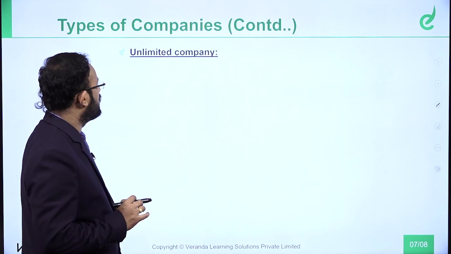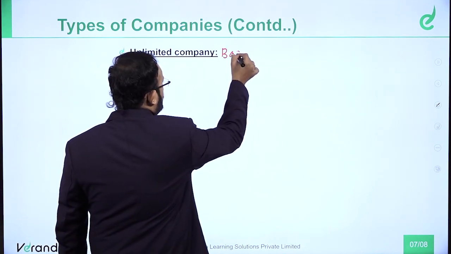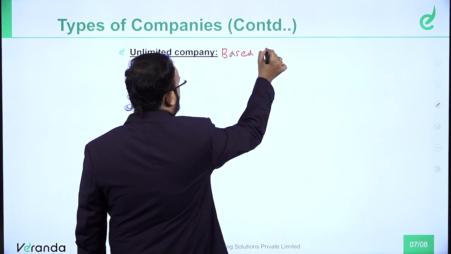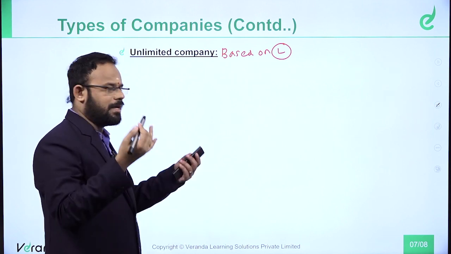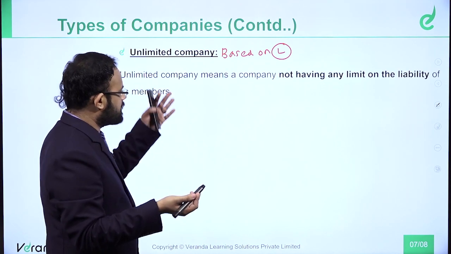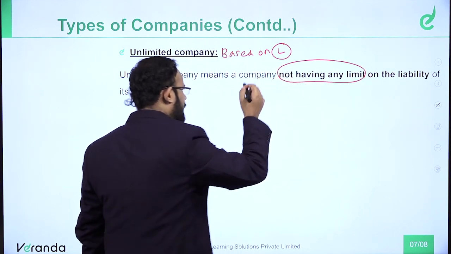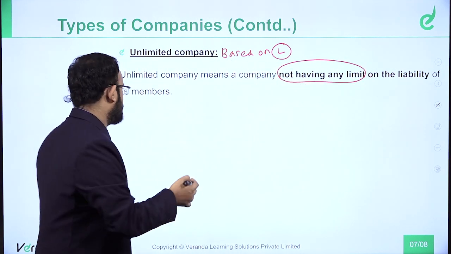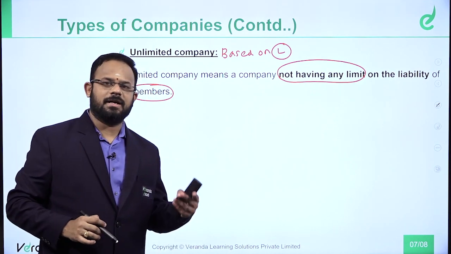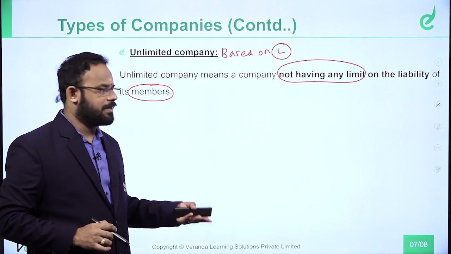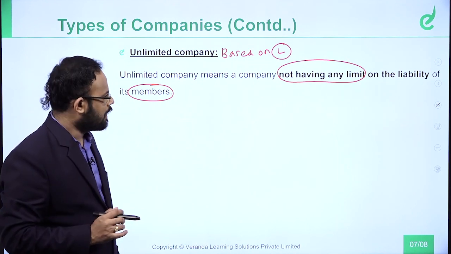What is the next one? Unlimited company. Again, it is based on liability. In CAMEL, what is L? Liability. Unlimited means unlimited liability. It means a company not having any limit on the liability. That means it can keep on adding when there are members. You don't have a restriction. However much you want, you can increase your liability. You will have to pay against it whenever there is a requirement. Simple point, unlimited company. Are we clear?